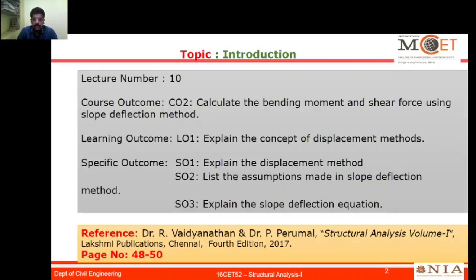The specific outcome of this lecture is we are going to see what is displacement method and what are all the assumptions made in the slope deflection method, and how we are going to calculate using the slope deflection equation. That is, it includes equation, sign convention, and what is meant by fixed end moments. These are included in slope deflection equation. The reference for this lecture is Structural Analysis Volume 1 book by Dr. R. Vaidyanathan and Dr. P. Perumal, from page number 48 to 50.